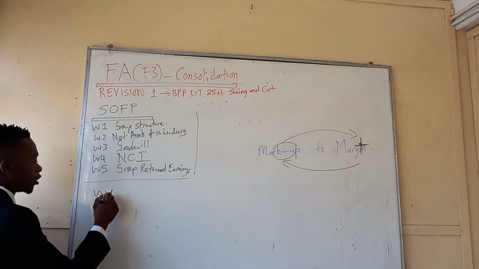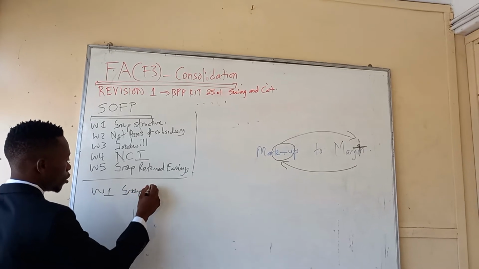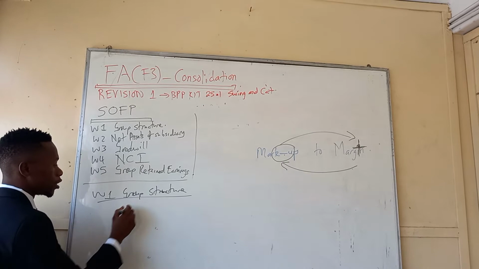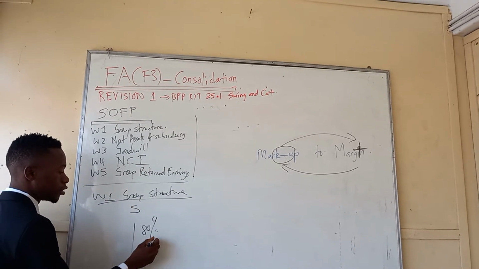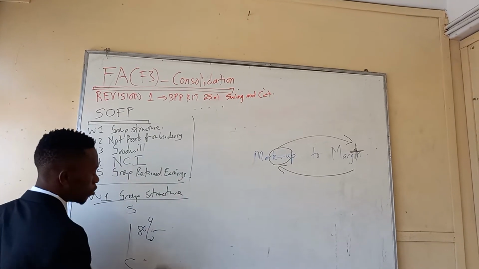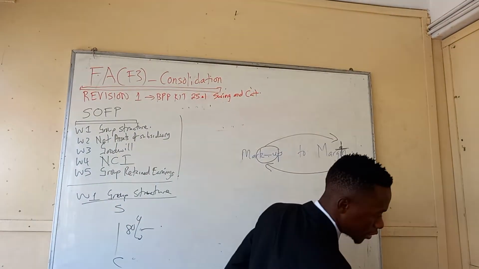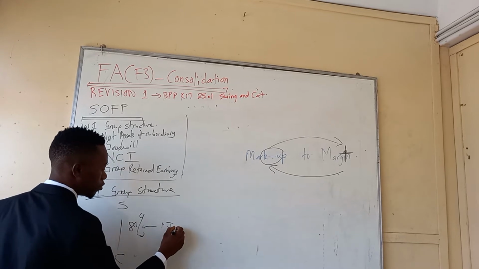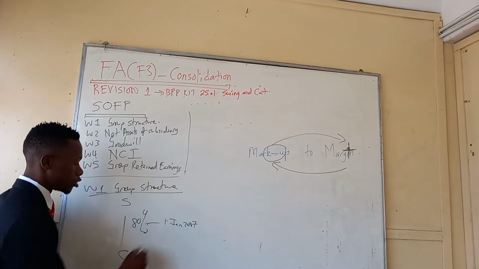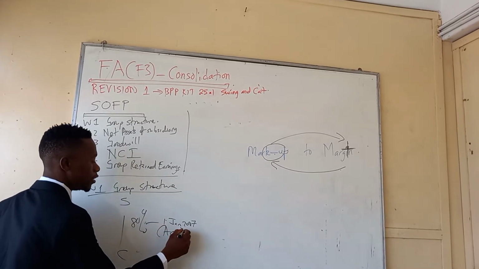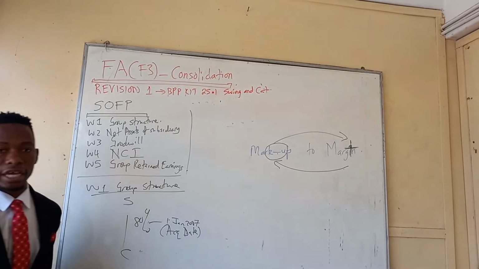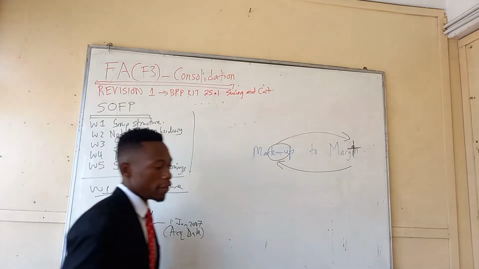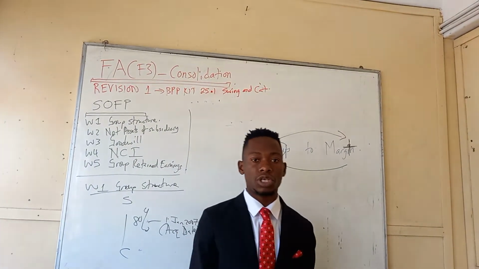So let's start with working 1, group structure. We have seen that Swing purchased 80%. What was the acquisition date? They are telling us that Swing purchased 80% on 1 January 2007. So this is the acquisition date, the date that Swing gained control over C. And also, they are telling us that they sold goods to each other.